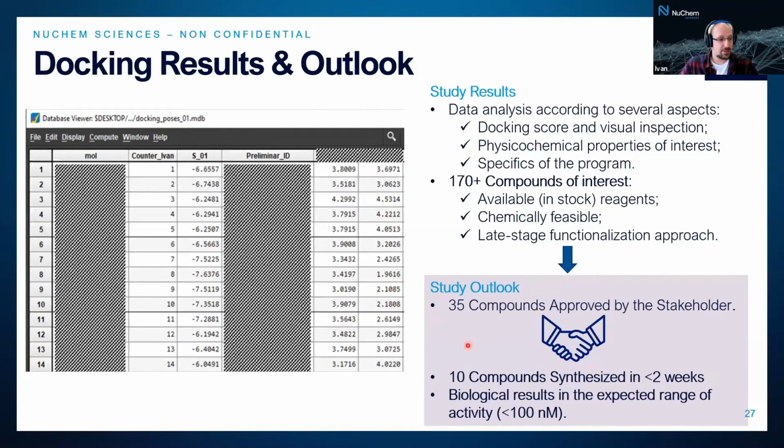So the first batch of 10 compounds was prepared within 2 weeks, and tested in enzymatic assay to determine their activity against the kinase of interest. And the results were perfectly in line with the expectations, and all the compounds showed a promising activity with some of the best hits at around 5 to 10 nanomolar IC50 values.